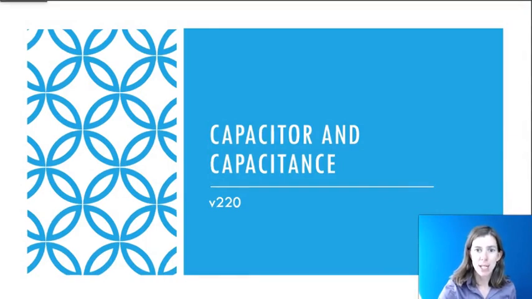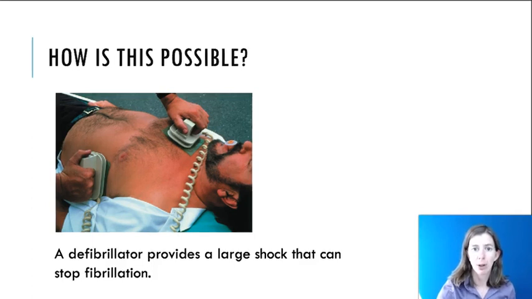Let's start off with a question. How is this possible? A defibrillator provides a large shock that can stop fibrillation. You may have seen some of these machines at various places, maybe at a mall or at a hospital. So, do you have any idea how it works? Just FYI, fibrillation is when your heart muscles twitch and are not pumping the blood properly. If you have any thoughts about how this is possible, that the defibrillator helps you survive most of the time, then put it in the comments below so that we can have a discussion about it.